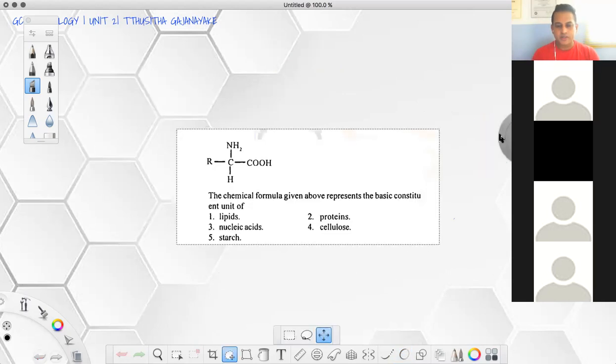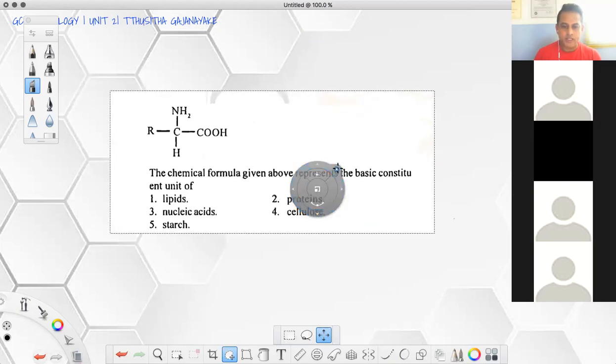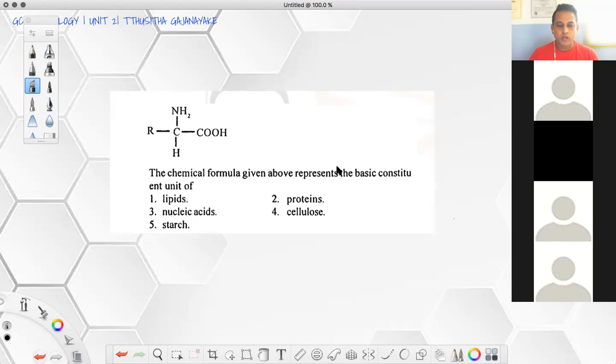Let's do this question. This is again an exam question. The chemical formula given above represents the basic constituent unit of... it's straightforward now.